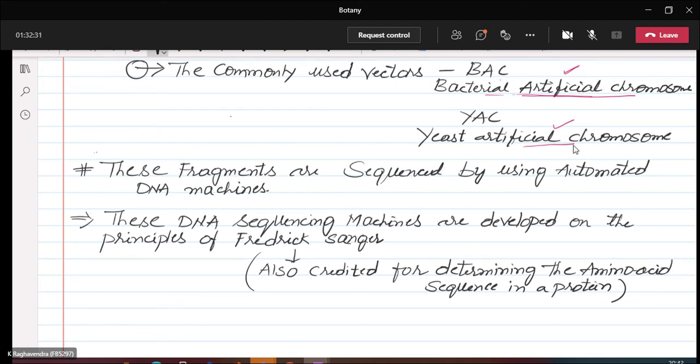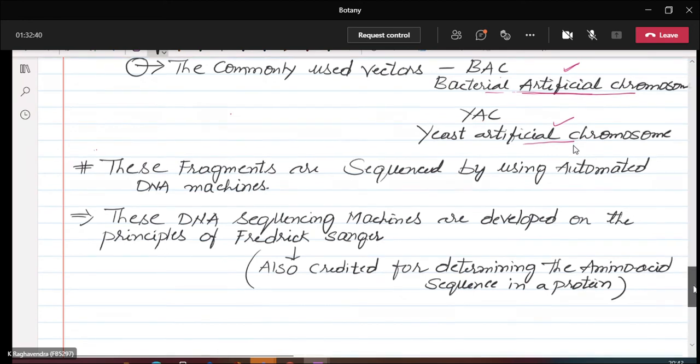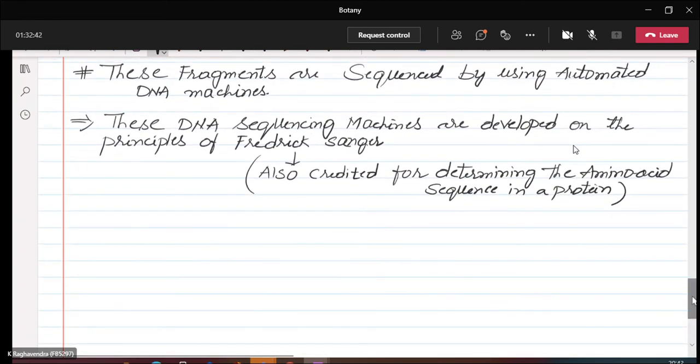Then after knowing the sequences, these are arranged based on overlapping regions. Once again, you have to see the same word, overlapping. Sequences are arranged based on overlapping regions. Now we have to arrange all the sequences, one by one, based on overlapping regions.